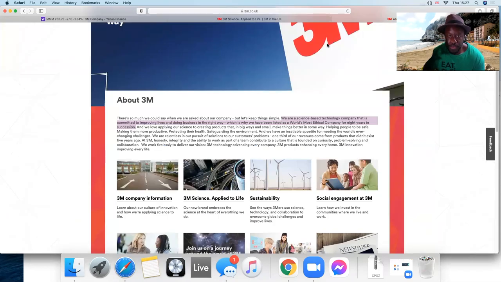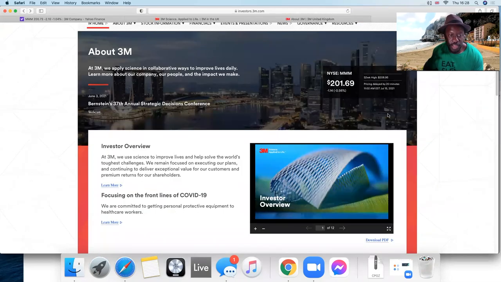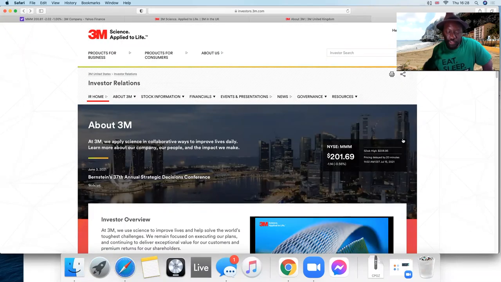3M are a science-based technology company that is committed to improving lives and doing business in the right way, which is why we have been listed as a world's most ethical company for 8 years in succession. At 3M, we use science to improve lives and help solve the world's toughest challenges. We remain focused on executing our plans and continuing to deliver exceptional value for our customers and premium returns for our shareholders.